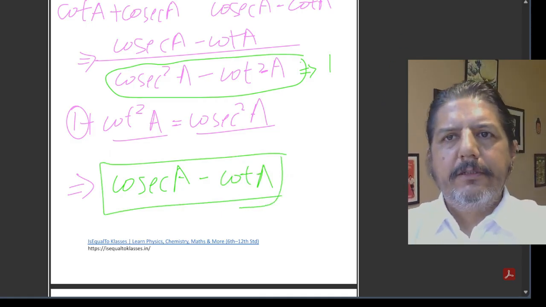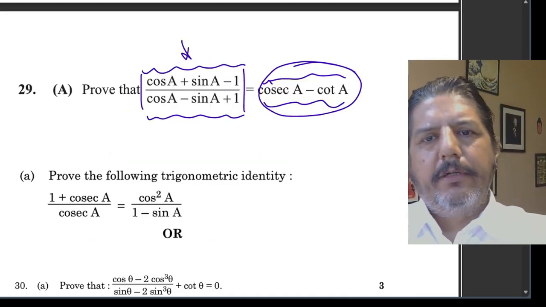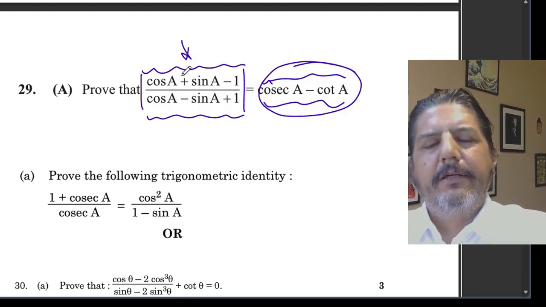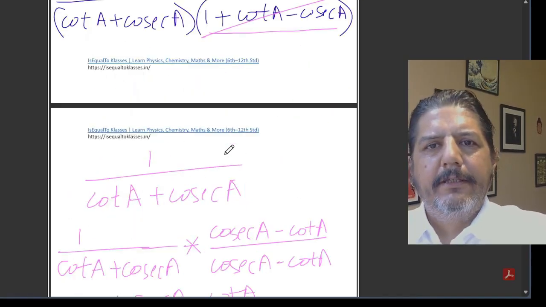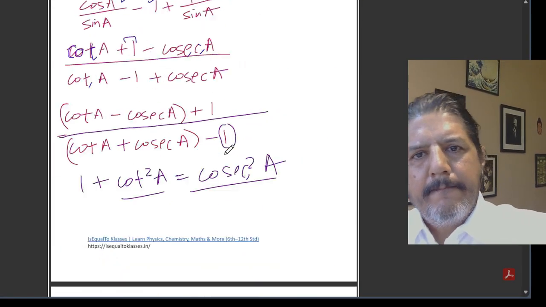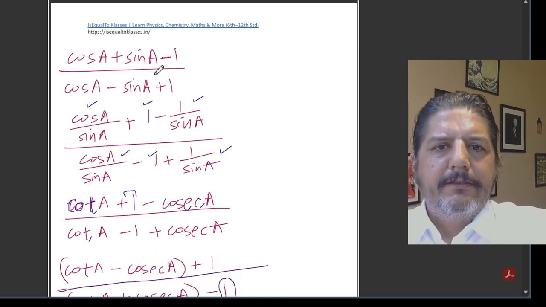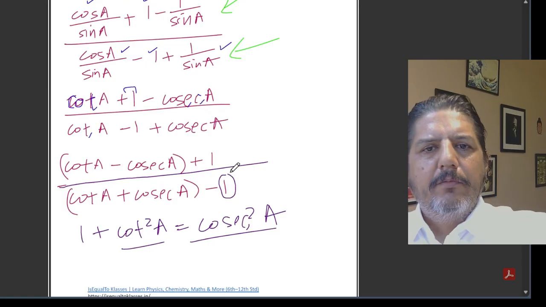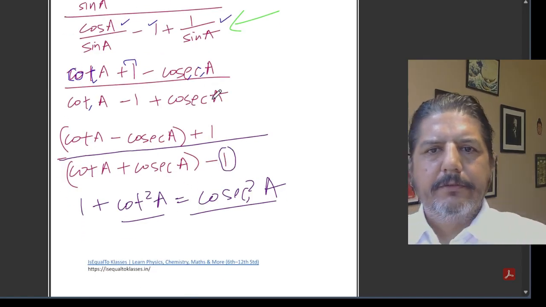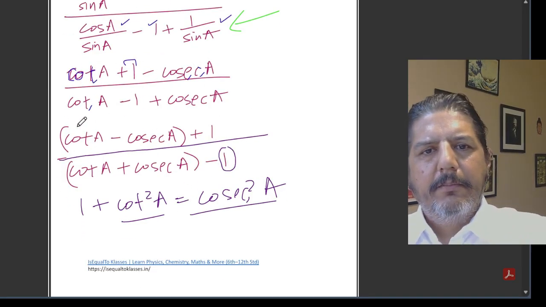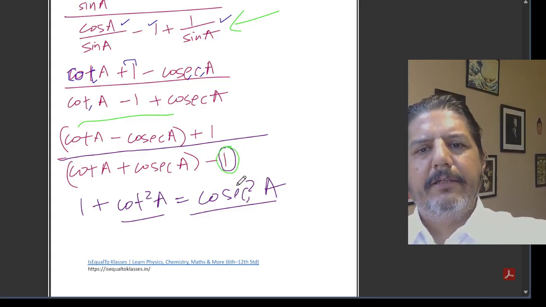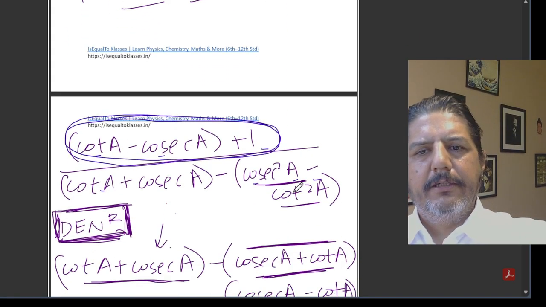So as told before, this is a bit difficult question, and it helps if you do this question twice or thrice. So my first step was I divided the numerator and denominator by sin A. See, this is what I did. Then what I did was I made pairs. This is how I made the pairs. Cot A minus cosec A plus 1 and cot A plus cosec A minus 1. Then I replaced this 1 by cosec square A minus cot square A.